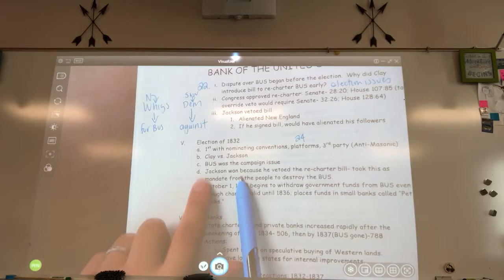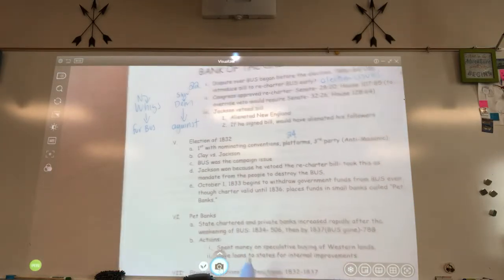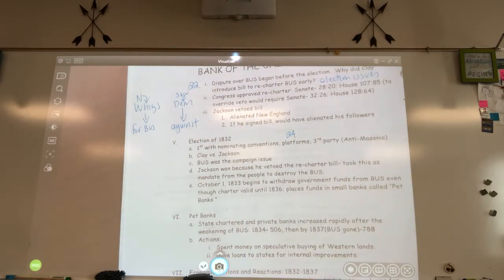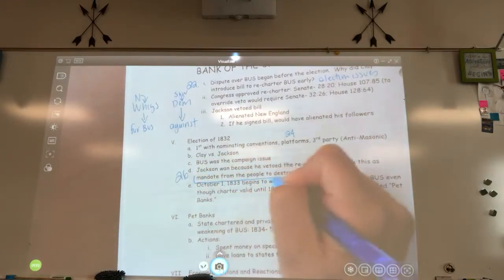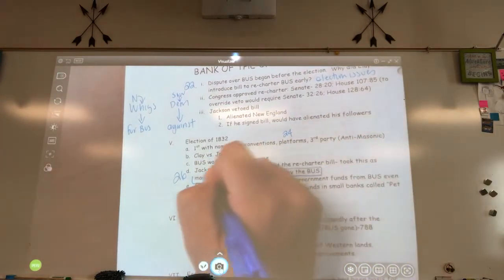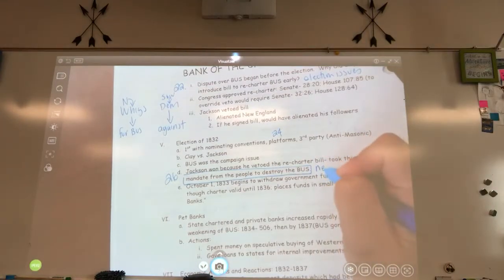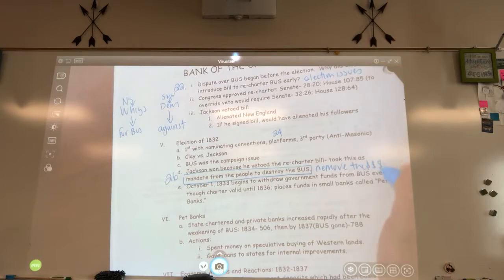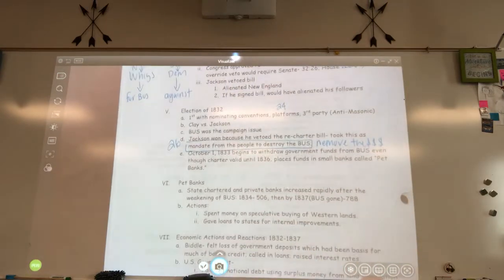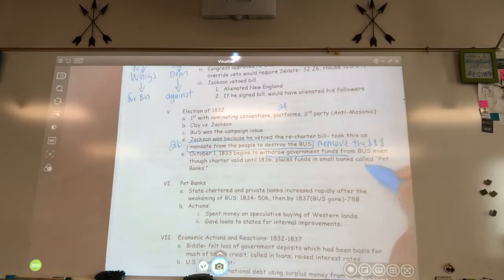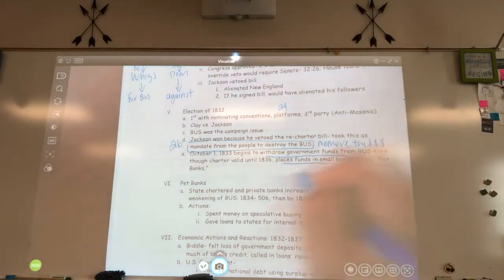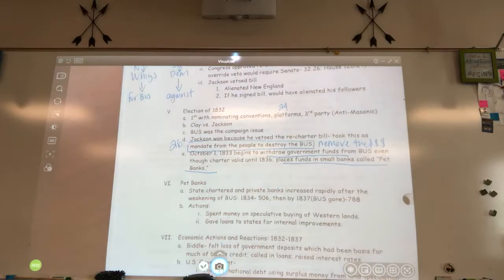Jackson won because he would veto the recharter. And what he takes as his win, he takes as a mandate from the people to destroy the bank. He will remove the money. And so on October 1st, 1833, he begins to withdraw the government funds from the bank and place these funds in small banks called pet banks.